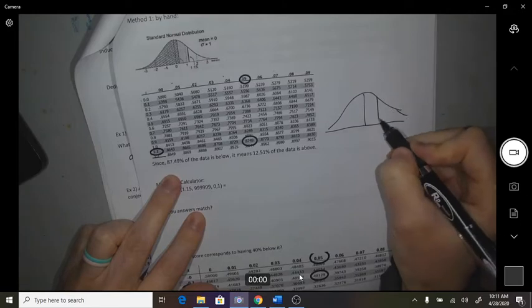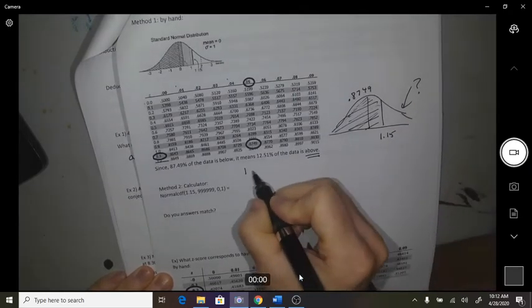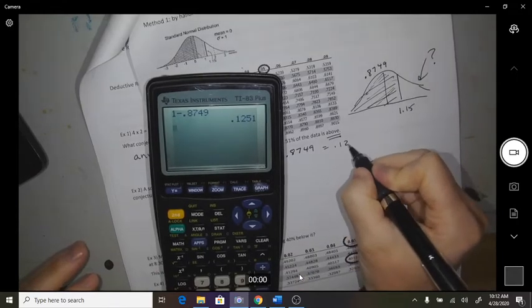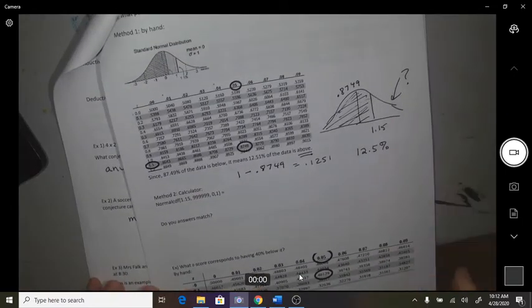So here's your z-score of 1.15. That means that 87% of your data is below you. So I have asked for above. So what I'm asking for is actually that piece. So you do 1 subtract 0.8749. And so this is 12.5% of the data is above you.